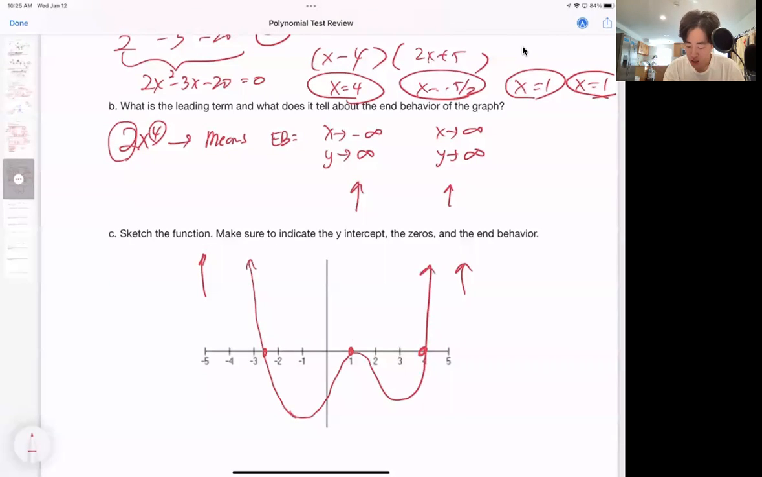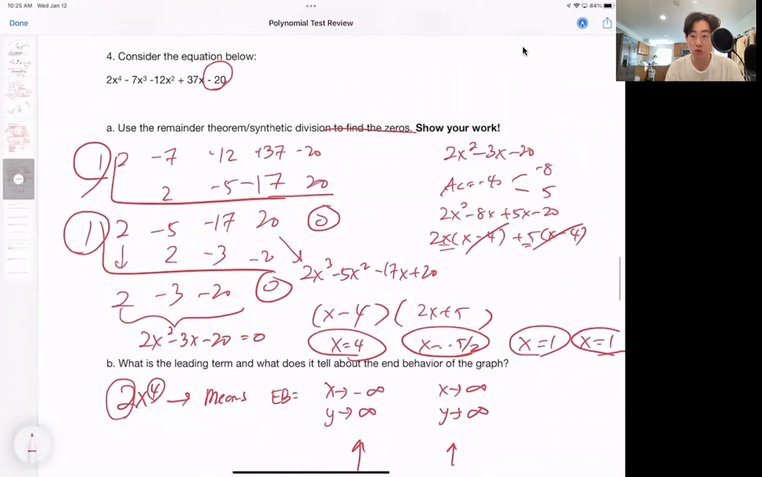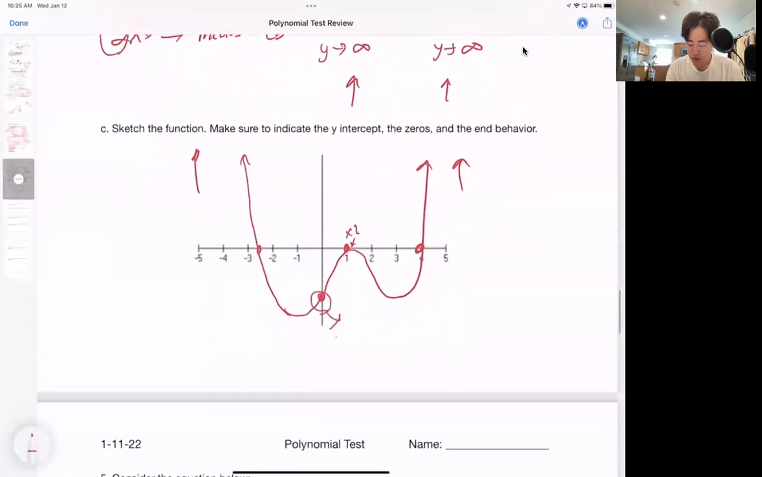the 4 once again. There's a multiplicity of 2 here. Please keep that in mind. So you'll have a W shape like this. By the way, that's the food for thought. Your y-intercept here, it says that it's -20, the very last number. So it seems like we're right on the money. That y-intercept is somewhere in the negative zone.